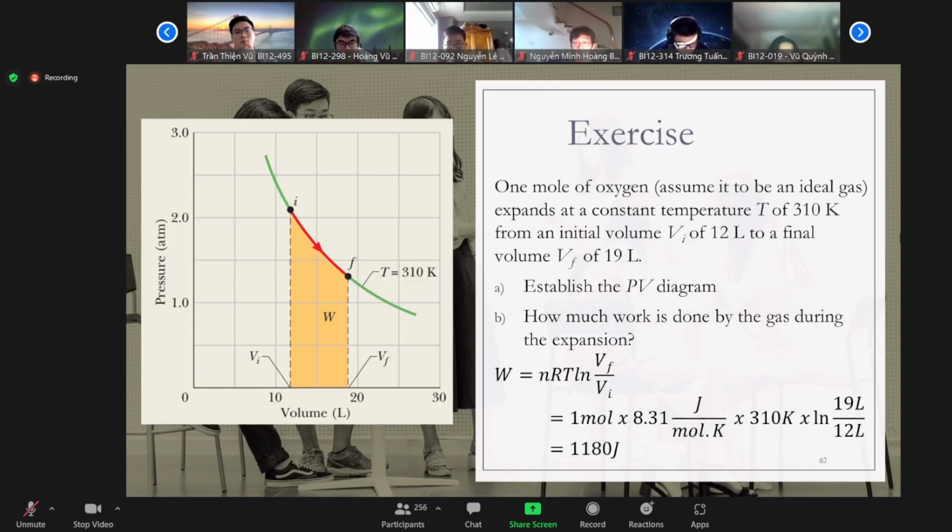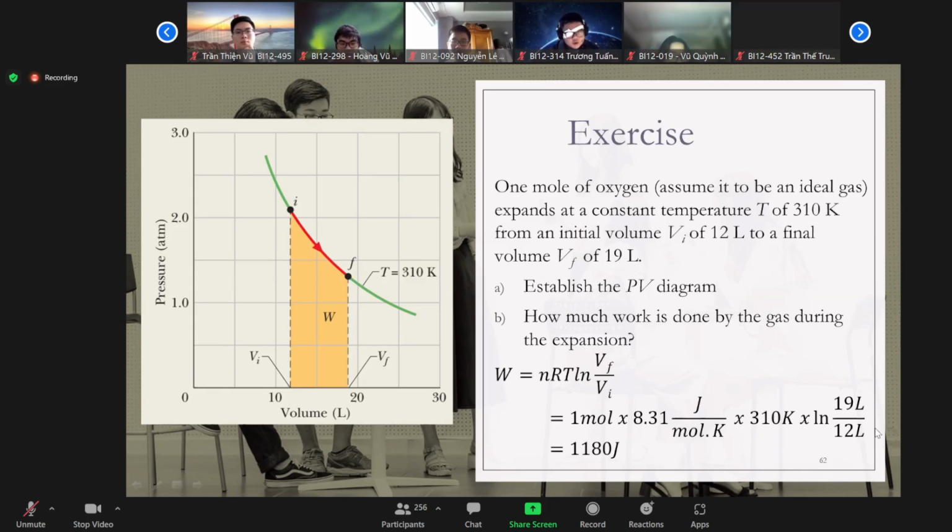And remember, here, the temperature is measured in Kelvin. Here, the volume is measured in liters. And you use the R, the gas constant. With this value, you should be able to find the final result.